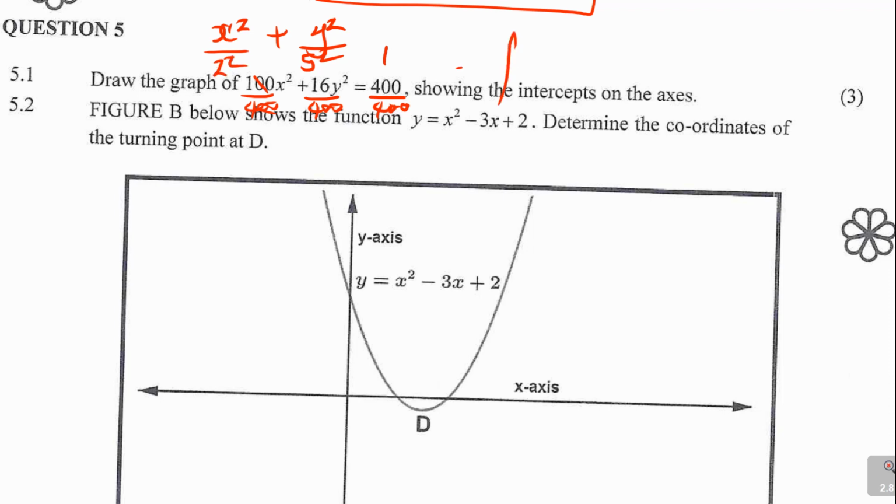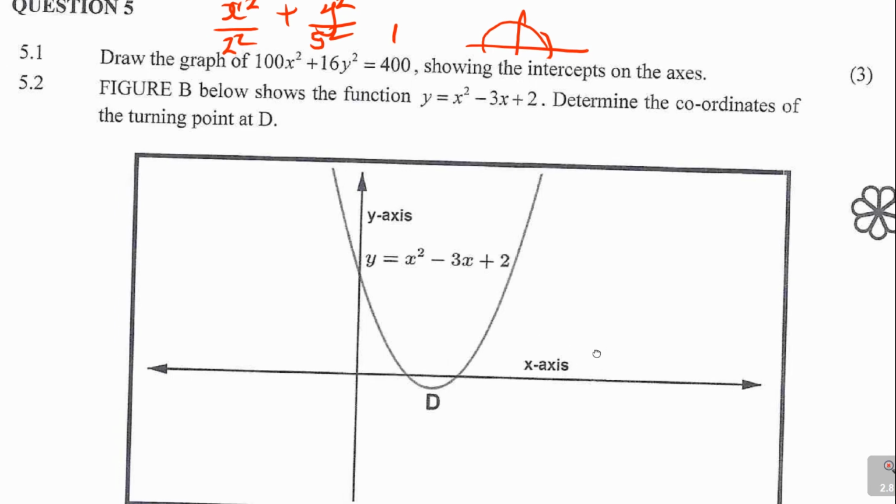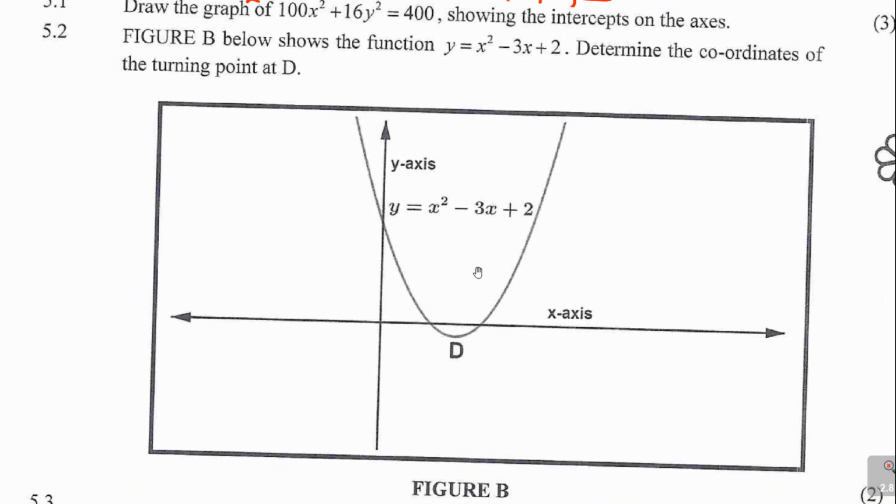Then when you draw that ellipse, it's something like this. An ellipse, not a circle, this is an ellipse. So go and look at the part of an ellipse. Then you're given this function here. They have drawn it, and it says determine the coordinates of the turning point.